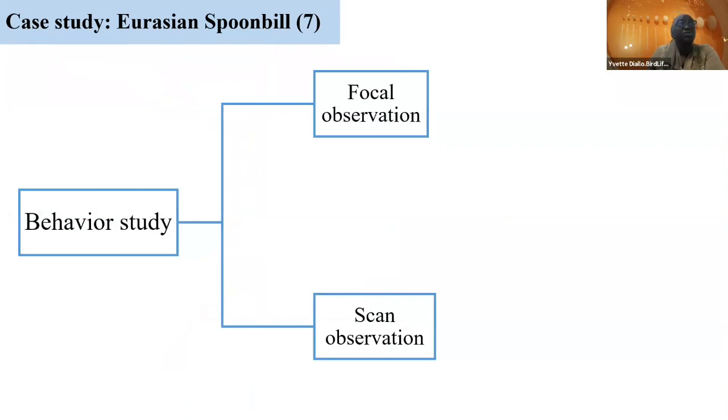We use this methodology for behavior monitoring. Two observation methods were used to determine the behavior of individuals throughout the day: focal observation of a single individual for 5 minutes, and scan observation of a group of 10 individuals. This procedure was repeated at 30-minute intervals for around 4 hours. The behaviors observed were cleaning, foraging, resting, and flying.